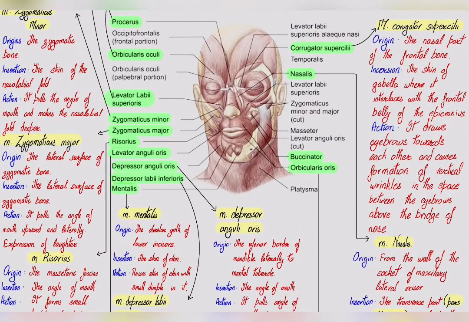Now, the next muscle is the nasalis muscle. It originates from the wall of the socket of the maxillary lateral incisor. Now, this nasalis muscle is clearly shown over here in this picture. It has two parts. The transverse part ascends to the bridge of the nose and joins to the contralateral muscle. The alar part passes to the alar cartilage, as we all know. The action that it performs is that the transverse part compresses the cartilaginous part of the nose, and the alar part draws the nose towards the lower part of the face.